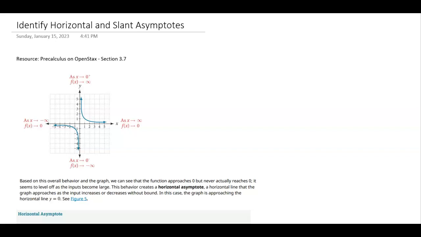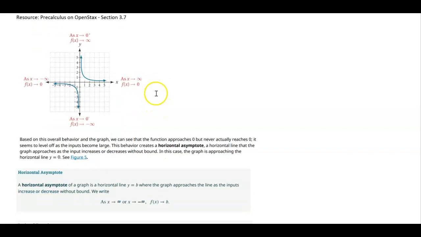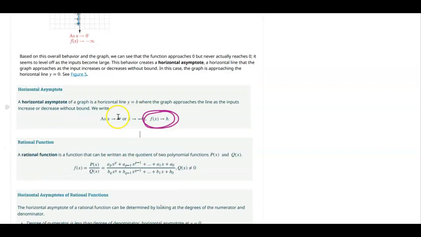This video is going to go over horizontal and slant asymptotes. Notice I put here the reciprocal parent function 1 over x, and we're thinking of horizontal asymptotes as end behavior. So when I'm looking at a graph, as x goes to positive and negative infinity, if your function ends up approaching some number, then we're going to call that a horizontal asymptote.